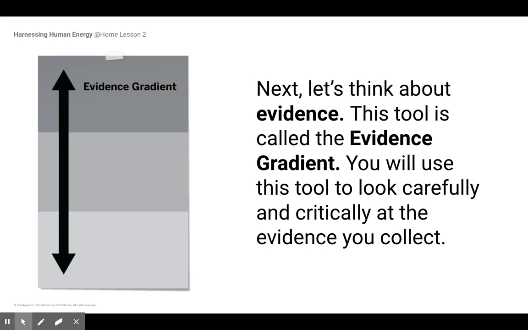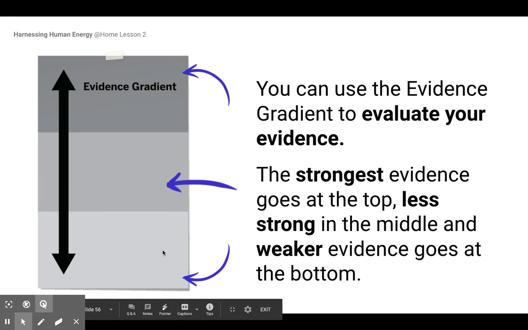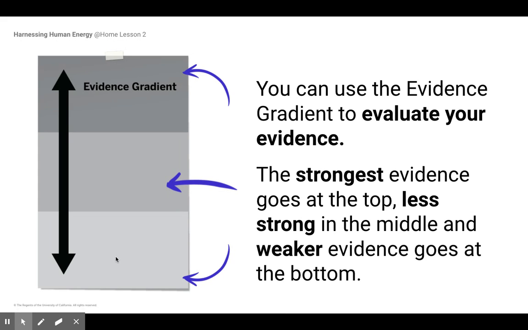And the next one is the evidence gradient, which is to help us think about the evidence. The tool is called the evidence gradient, and you will use this tool to look carefully and critically at the evidence that you collect. So you use the evidence gradient to evaluate your evidence. The strongest evidence goes at the top, less strong goes in the middle, and the weak goes at the end. So it's kind of like high, strong evidence, a medium one, and then one that has the information but is not a strong reason why the evidence should support the claim.